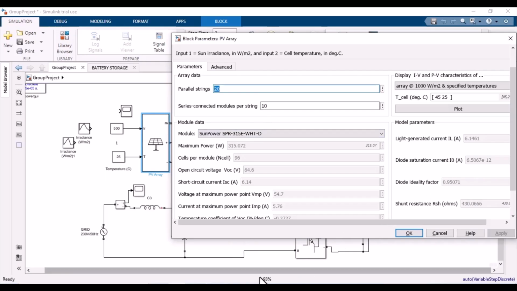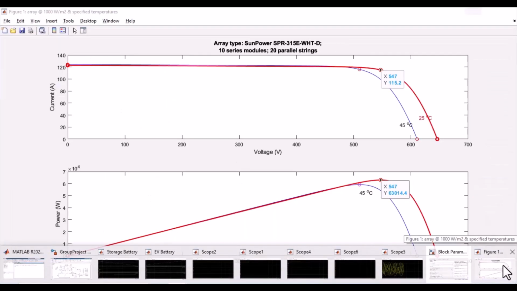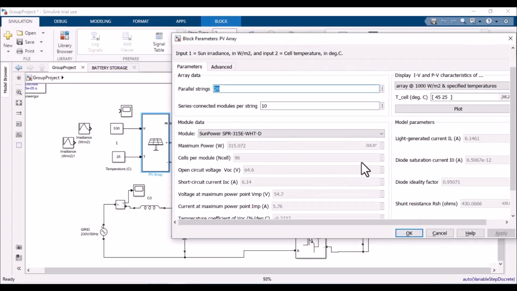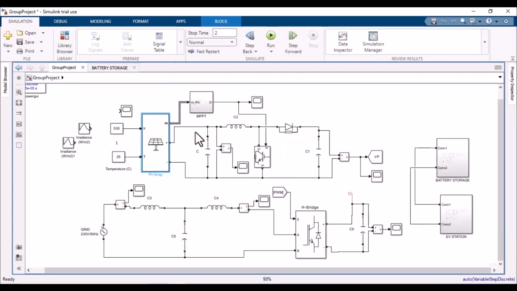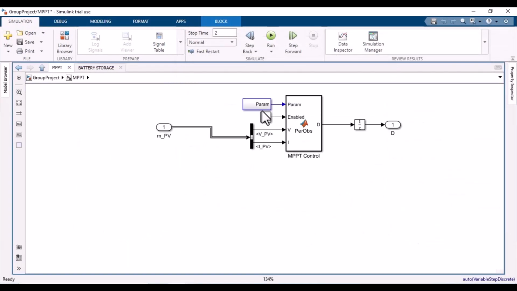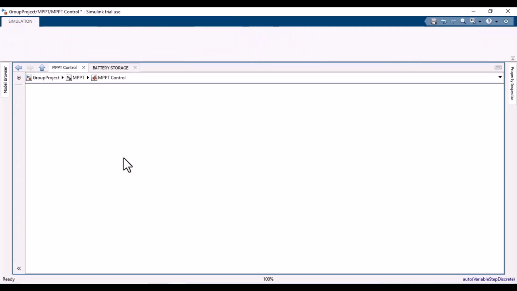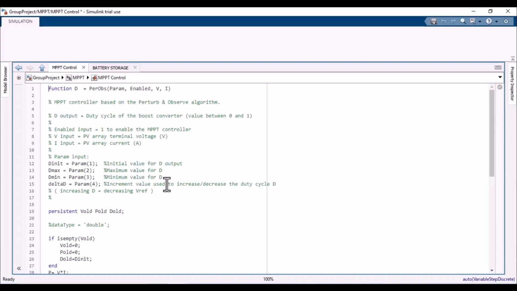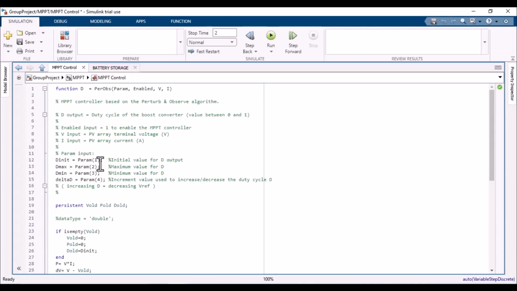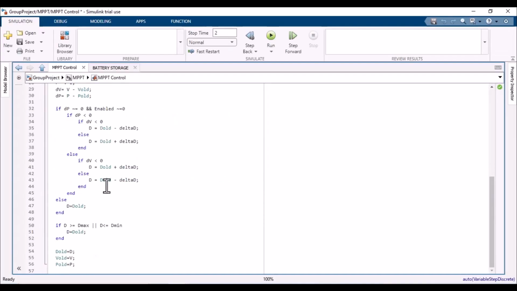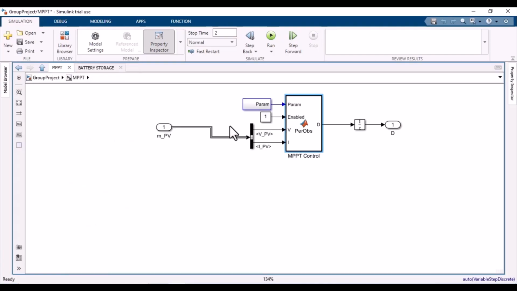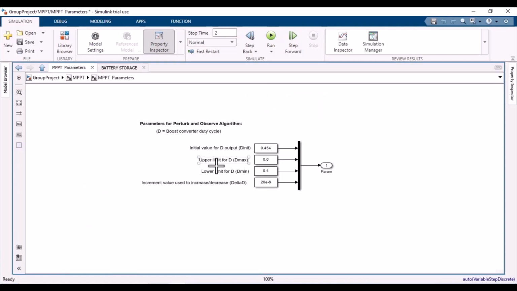So for a single panel, it will generate 315, and for 30 panels, it will generate 63 kilowatt. Just look at the MPPT. For MPPT, we have written a code that's showing the MPPT control circuit. It's just a simple perturb code, and this is a very simple code. You can write it, and it's not difficult to discuss it in detail.